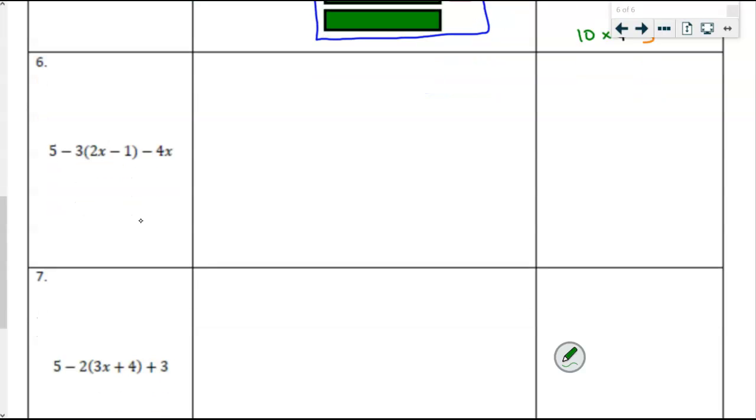Okay, good. Here's the tip for success. Do you see all this subtraction? Let's change that to adding a negative. Always. 5. Plus a negative 3. Groups of 2x plus a negative 1 plus a negative 4x.